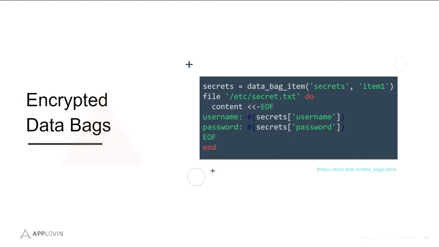Another way would be to store your credentials or secrets in encrypted data bags. It is open source. It is built into Chef. And you'd be able to encrypt data containing sensitive information. But the problem is there's only a shared key to decrypt the data bag, and you have to handle the sharing of the key.